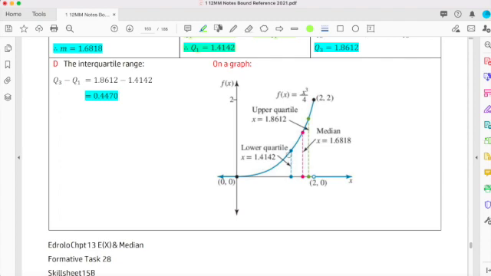In between this blue line and the green line, those middle 2 quarters add up to a half. So you've got half of the area contained in that interquartile range. So the interquartile range here is 0.447. That means half of the data is within 0.447 in the difference of those two x values.